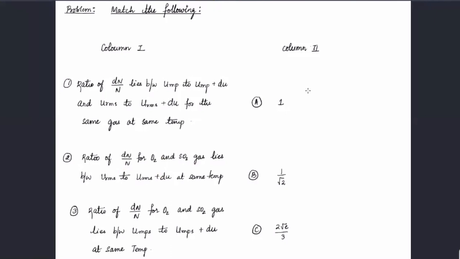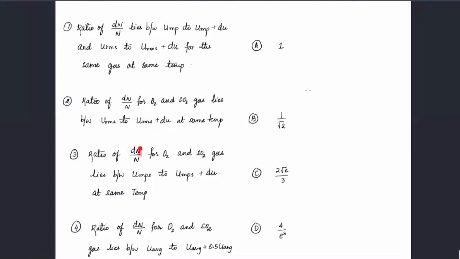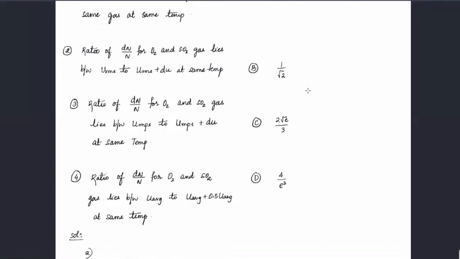How much will it come? I suppose all of you understood that. Next, dN by N of oxygen and sulfur dioxide with most probable this time. Same question with most probable. Last question, dN by N for oxygen and sulfur dioxide gas between U average to U average plus dU. So, understood? Yeah?